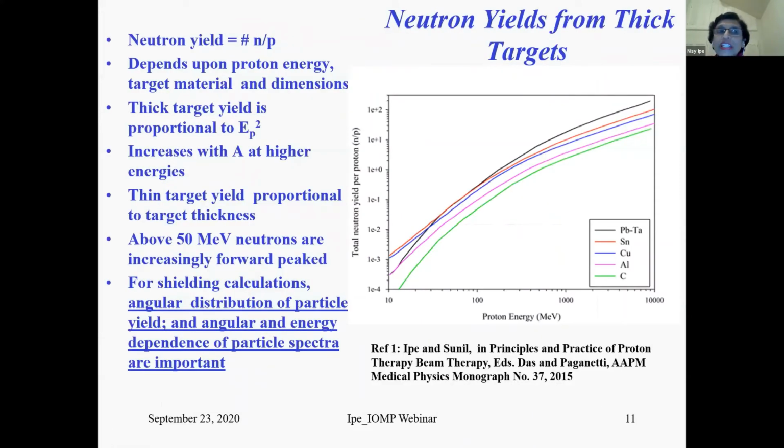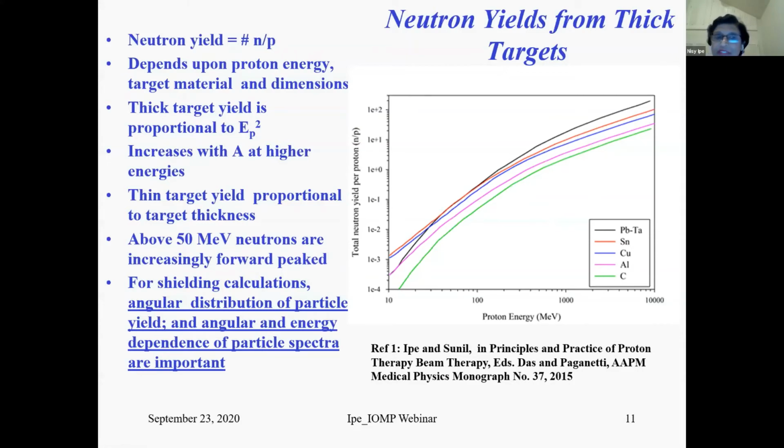Now the neutron yield is defined as the number of neutrons produced per proton, and it's going to depend on the proton energy, the target material, and its dimensions. So here we see the neutron yields from thick targets, and the thick target neutron yield is proportional to the square of the proton energy between 50 MeV and 500 MeV, and it increases with mass number at these higher energies. The thin target yield, however, is proportional to the target thickness.